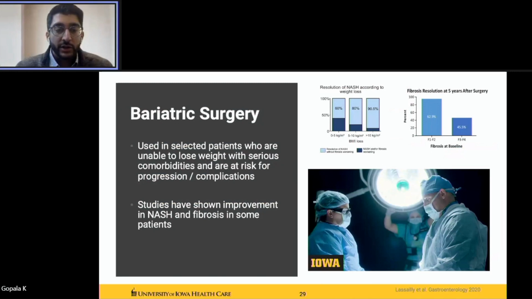What about bariatric surgery? In general, in selected patients who are unable to lose weight on their own with serious comorbidities and are at risk of progression and complications, bariatric surgery can be considered. And studies have shown improvement in NASH and even in some in fibrosis. So there can be some reversal of fibrosis after 5 years after surgery, more so when they're F1 or F2. And this graph just shows the more weight they lost due to bariatric surgery, the better the NASH resolution.